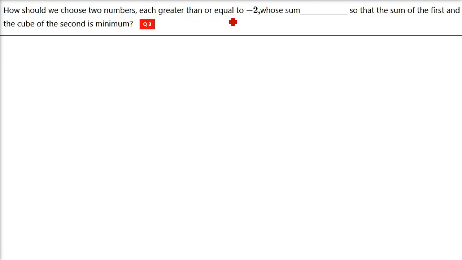How should we choose two numbers, each greater than or equal to -2, whose sum is such that the sum of the first and the cube of the second is minimum?